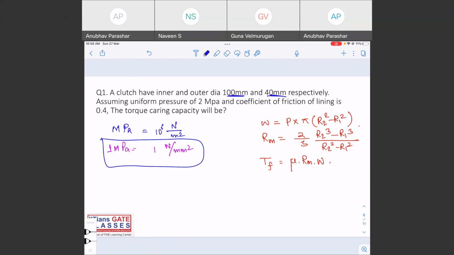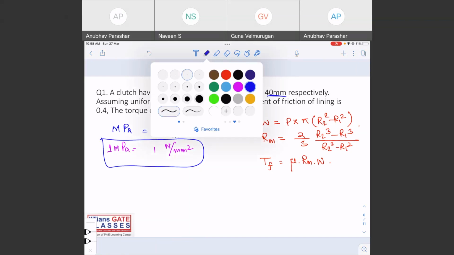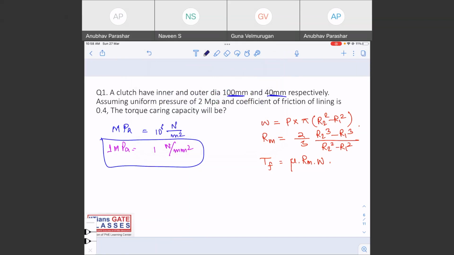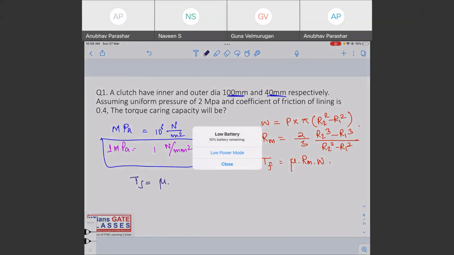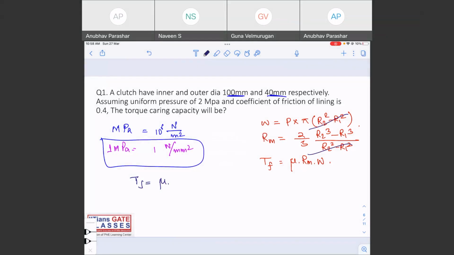So in Newton meter, how much is it going to be? 196, right? 196 Newton meter. So directly, we see, I can write TF, the frictional torque, is equal to mu Rm. What is the value of Rm? 2 by 3 into (R2 cube minus R1 cube) divided by (R2 square minus R1 square), into W. So when I multiply Rm and W, we can clearly see that the denominator of Rm will get cancelled out.